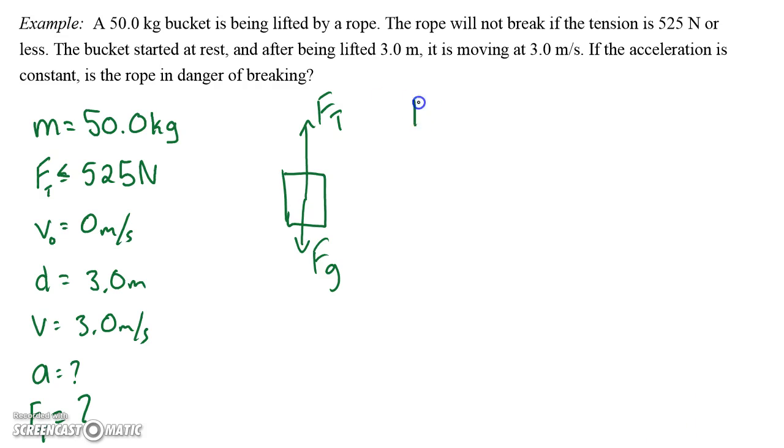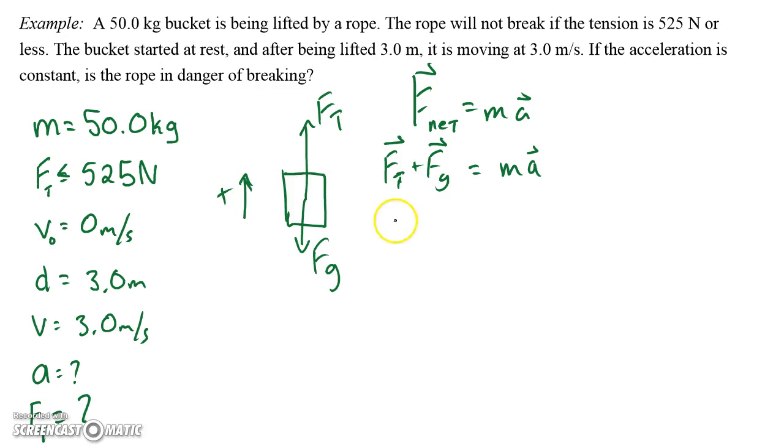So now we go to the same starting place as always. F net equals ma as vectors. Now ma, adding our forces Ft plus Fg, still as vectors. Now let's take away our vectors. What direction do we want to make positive? Let's make up positive because we're moving up. So then we get Ft minus Fg equals ma.